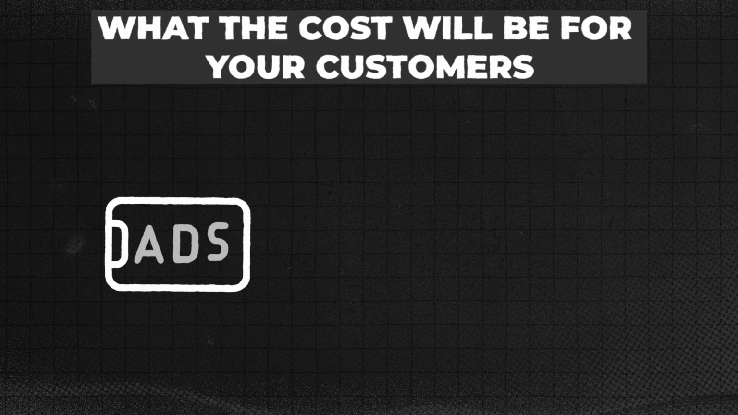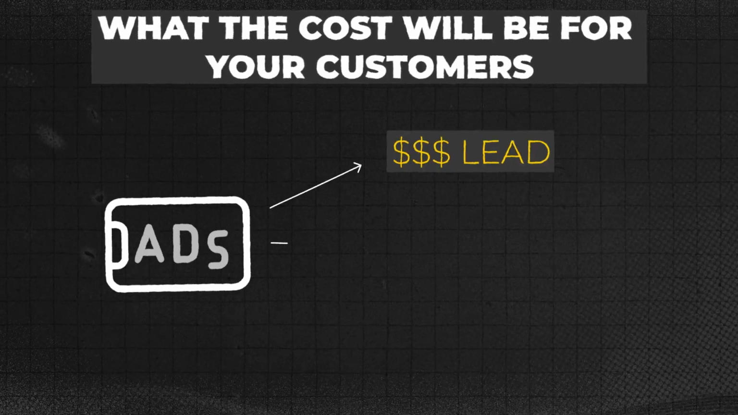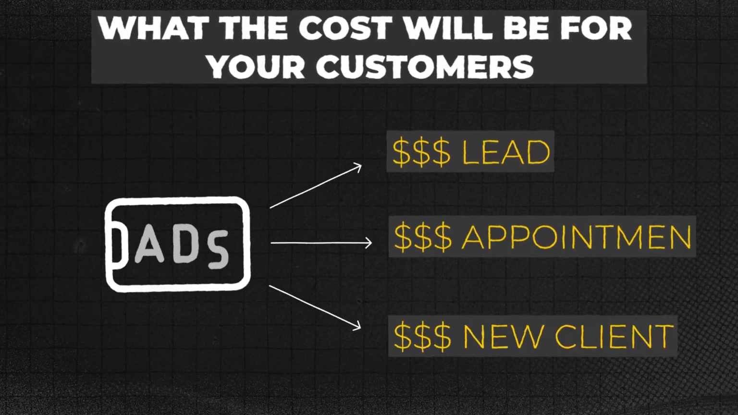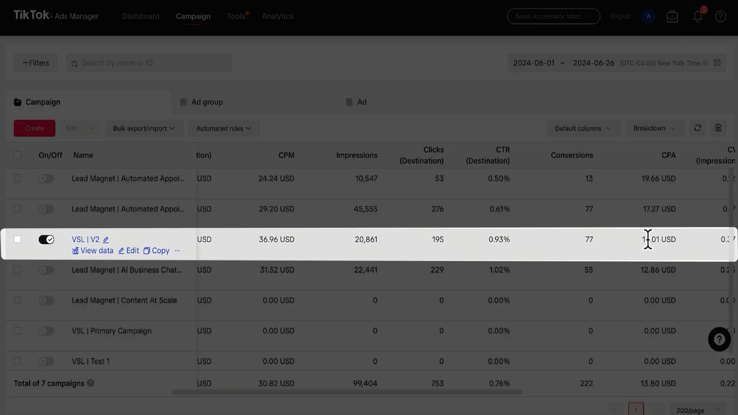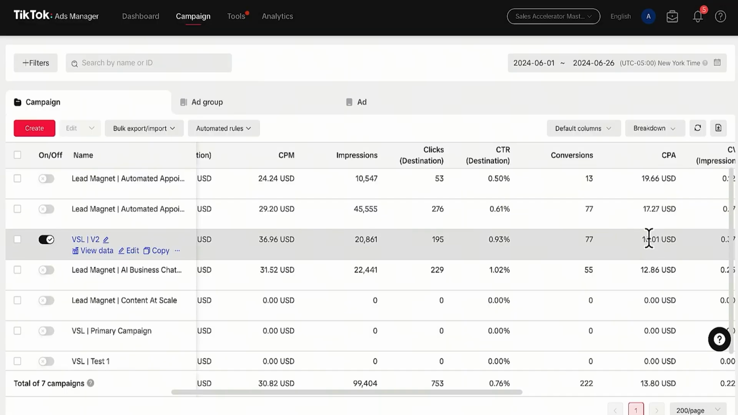So when it comes to running ads, what you want to look at is your cost per lead, your cost per appointment, and your cost to acquire a new client. For my business, you can see right now my cost per lead is about $10. You can definitely lower this depending on what your offer is, but for my type of offer and my audience, this is currently what it's coming out to, which is about half the cost of what it would typically cost me on Facebook ads to generate the same kind of lead.